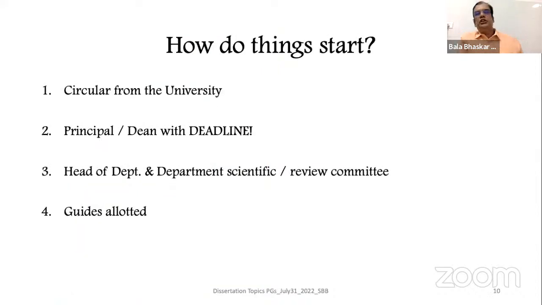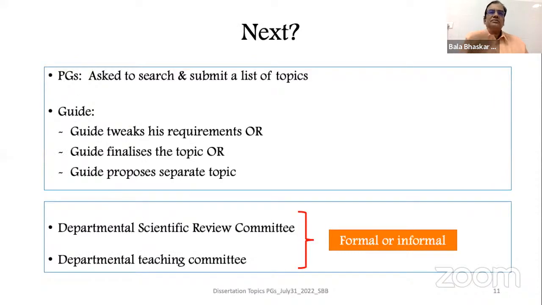Now, assume that the PGs have joined. For example, you have got one more batch ready to come in the next 1 month, and we have got a batch about a year ago maximum. Normally, a circular is received from the university that the thesis has to be submitted between such and such a date with all the deadlines. It is routed through the principal or the dean of the college to the head of the department, and the head of the department would share it with the rest of the faculty and postgraduates, and would want the guides to be allotted to all the postgraduates based on the available number of guides.